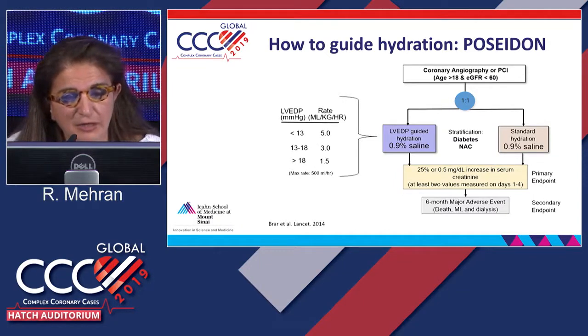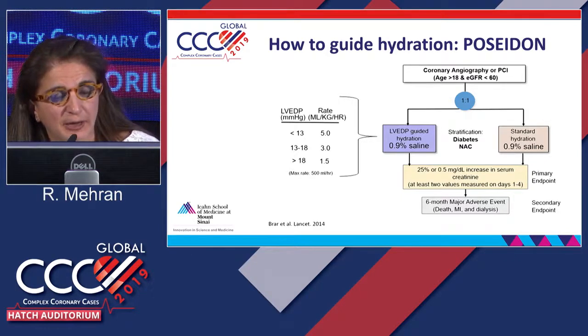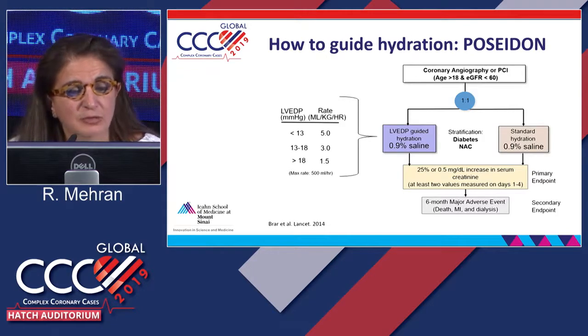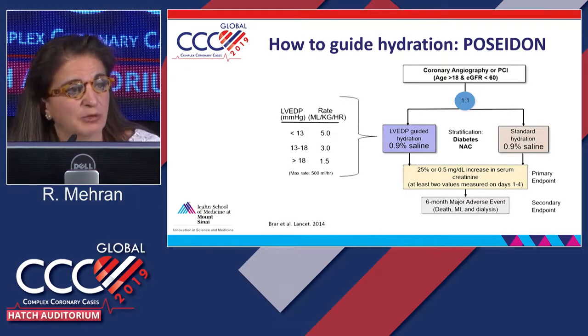If the LV EDP is less than 13, he gave 5 mils per kilo per hour. If it was between 13 and 18, he gave 3. If it was greater than 18, he gave 1.5.